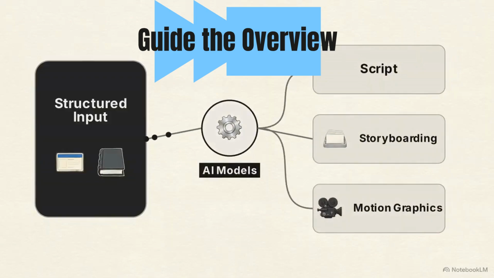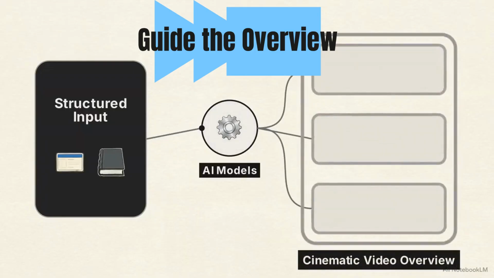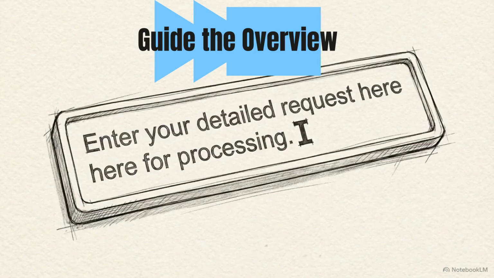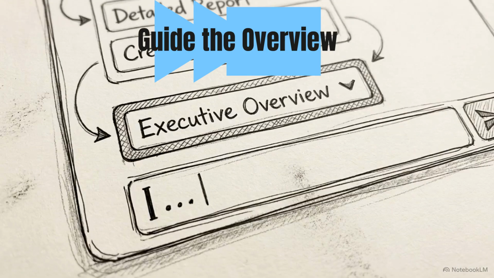The models use this structure to automate script writing, storyboarding, and motion graphics. The resulting video explains technical findings in an accessible way. You can guide the output with steering prompts. Explicitly dictate the audience's technical level and instruct the model to focus on business impact and return on investment.